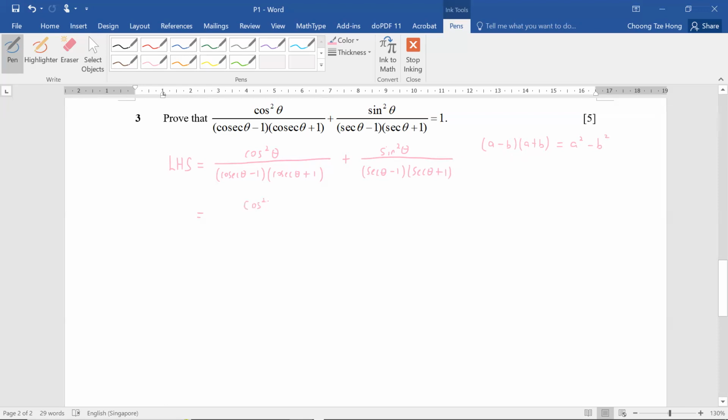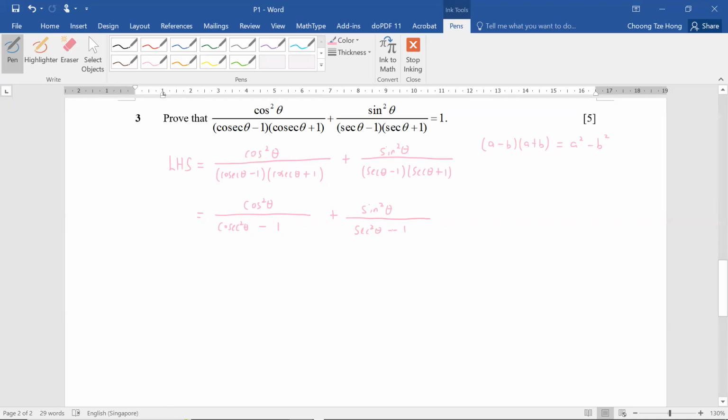So cosecant square theta over, A minus B times A plus B is going to get A square minus B square. So A is cosecant theta, and A square is cosecant square theta. B is 1, so 1 square will just give me 1. Just like this, we can simplify to this. We'll do likewise for the second term over here, and we will get secant square theta minus 1.